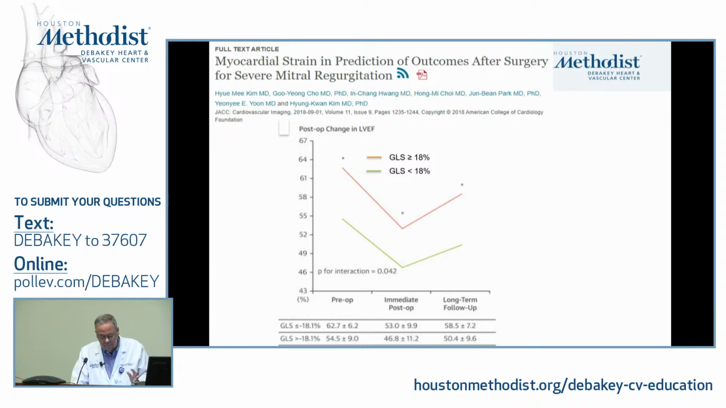This is another paper. In this paper, what they follow people after valve replacement or valve repair, okay? And in general, EF tends to drop when we fix the mitral regurg. But what they saw here is that people that have a GLS of 18 or better, they dropped and recover. So they went from a 63 average to about a 54, but then they gradually went back to a 58 or so. But those with a lower GLS went down even further, and although recovered, they still remain subnormal. So the hit was worse in the patients with a lower GLS.